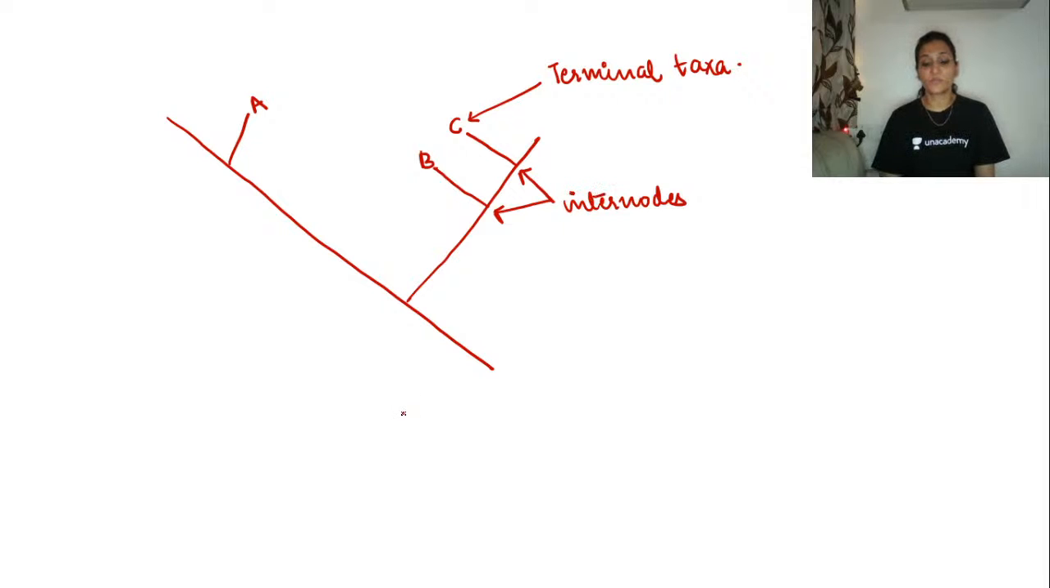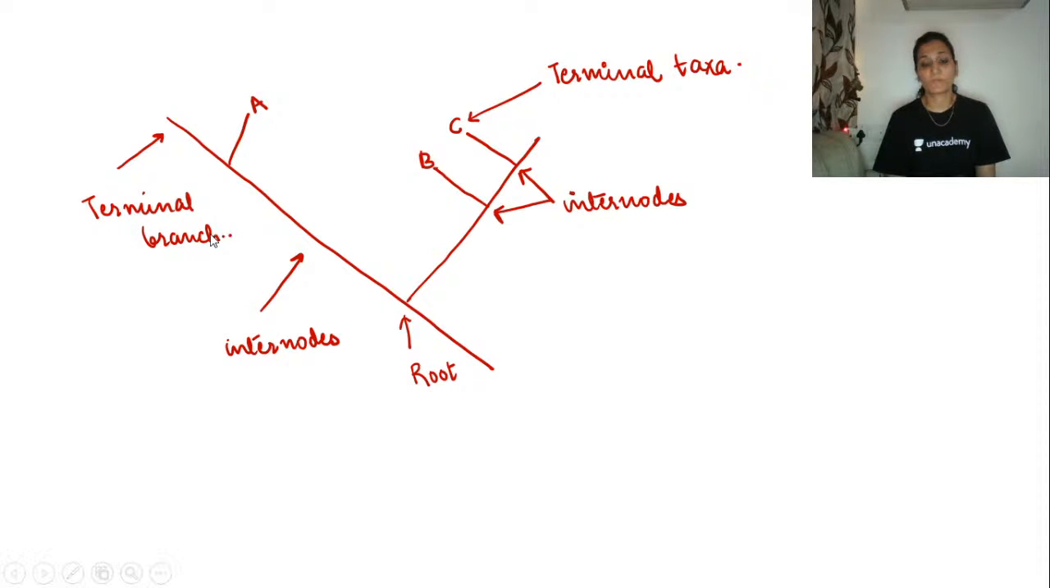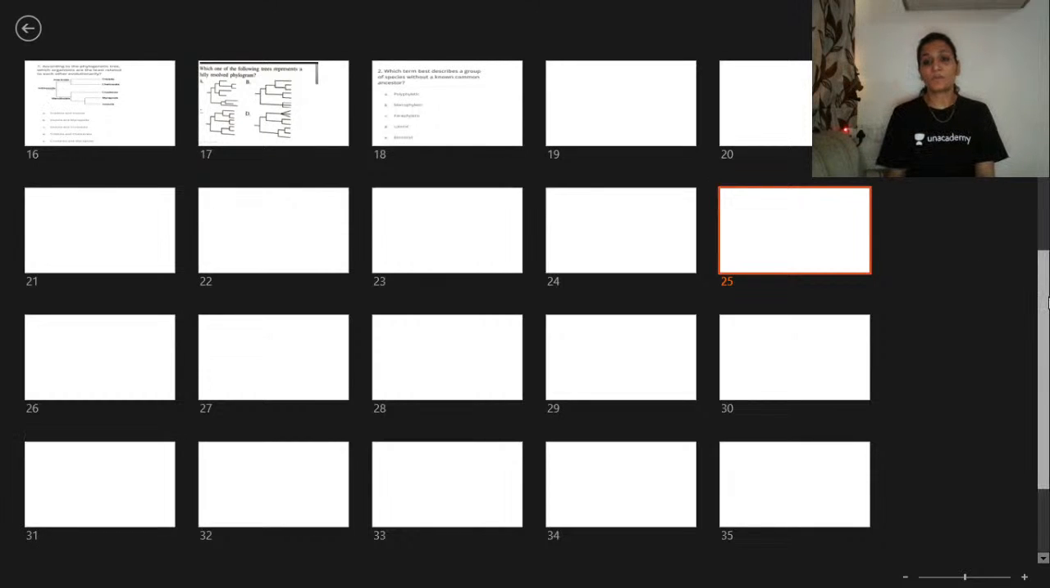These are the internodes or internal nodes, and the root. These are again internodes, and this is the terminal branch. So this is how we are going to see how things are, right? So we have almost completed all the basics, and usually questions are asked in this topic.